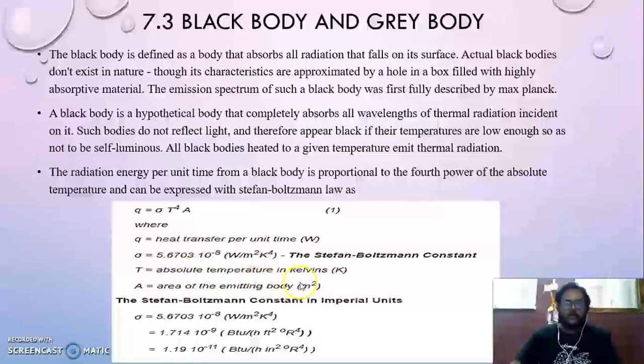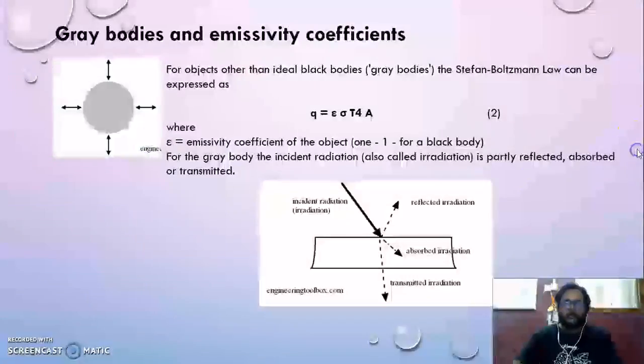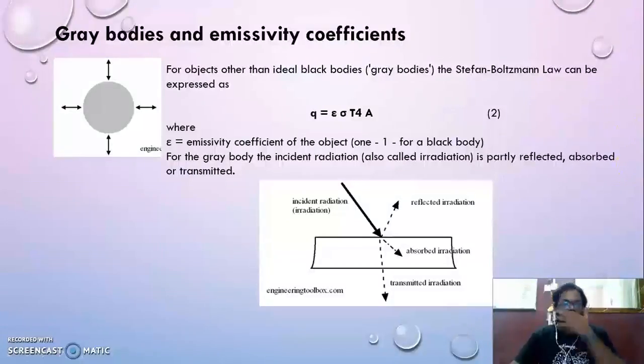T is the absolute temperature in Kelvin, and A is the area of the emitting body. This Stefan-Boltzmann constant can also be written in empirical units, but we are using 5.6703 times 10 to the power of -8. And we look into gray bodies and emissivity coefficients now. As you can see here, this is an image of how a gray body would look. For objects other than ideal black bodies, or gray bodies, the Stefan-Boltzmann law can be expressed as Q is equal to epsilon sigma T to the power of 4 A, where epsilon is the emissivity coefficient of the object. It is 1 for black bodies, as I mentioned earlier.